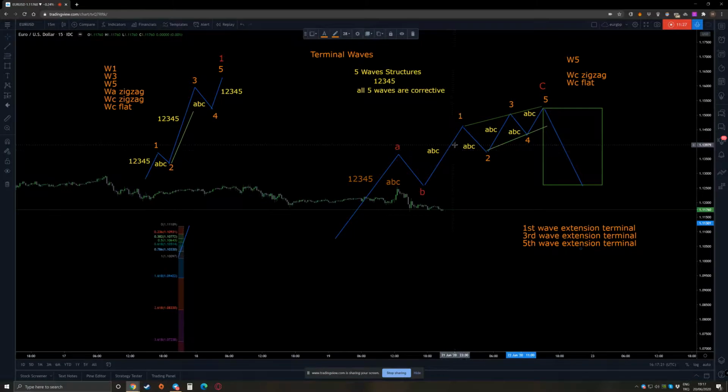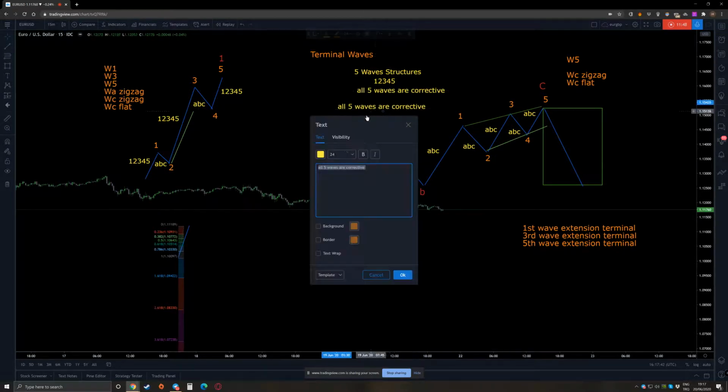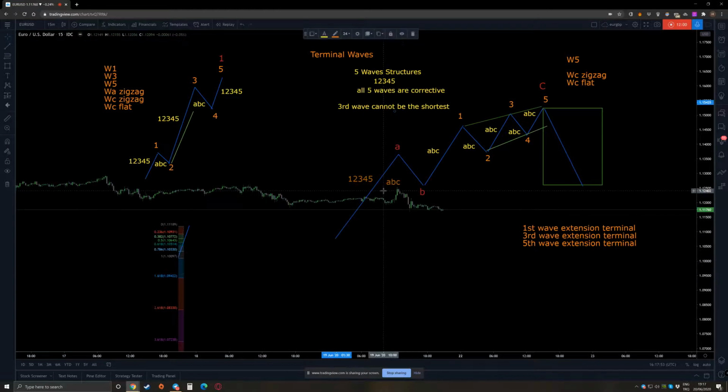So for example, in this example, this is a first wave extension terminal move, but I will not take the third wave and try to project 161.8 to see if they have an extension or not. In a terminal move, this is not required. But what is required is that the third wave cannot be the shortest.